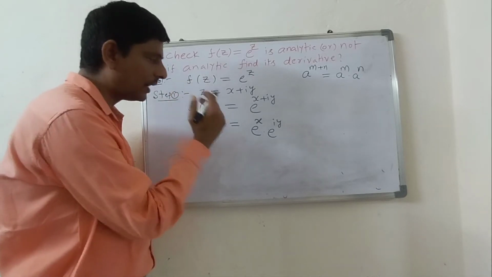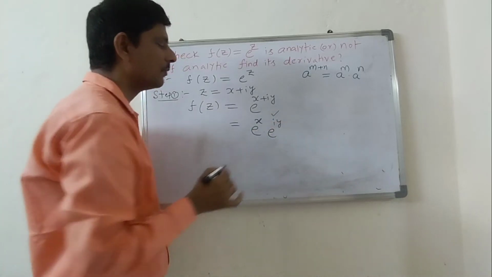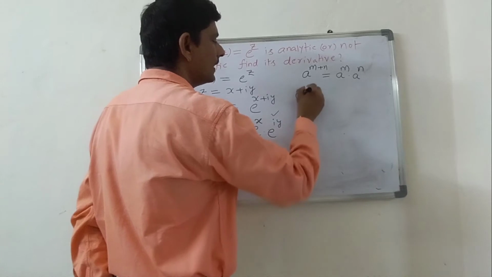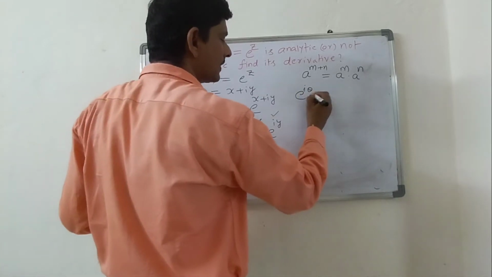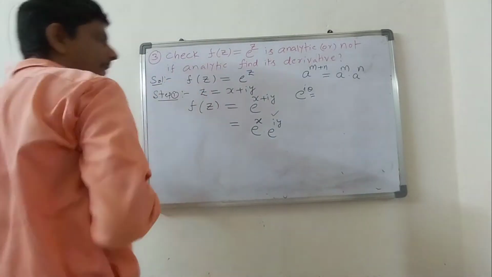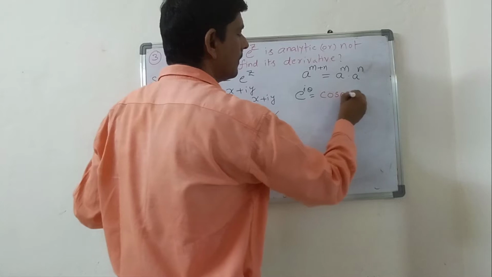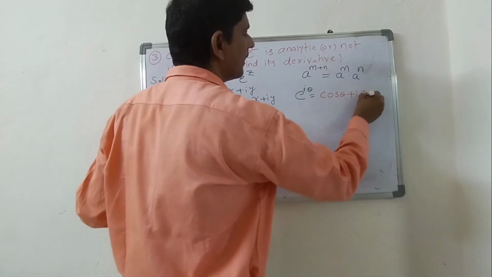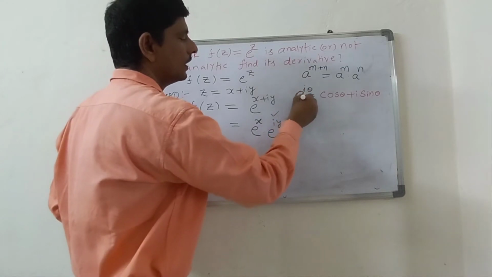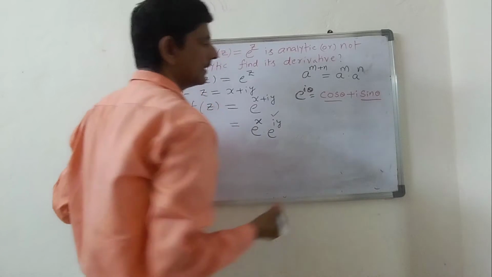So if you want to convert this expression into u plus iv form, we need to know the formula for e to the power iy. That means we have the formula in complex numbers: e power i theta is equal to cos theta plus i sin theta. You need to remember this formula. E to the power i theta is equal to cos theta plus i sin theta.